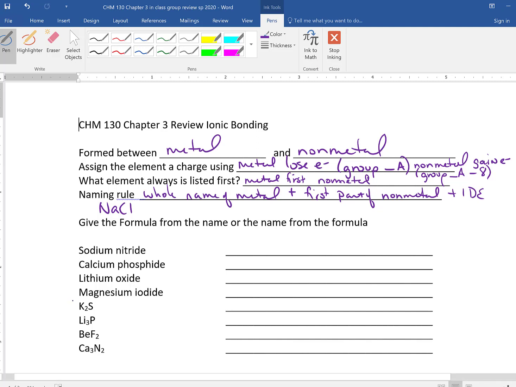So I noticed that a lot of people did these ones first. Okay, so like K2S, Li3P, these ones, if you're going to name, just follow that rule. So what would be the name of the first one? K is potassium. You use the first part of sulfur, so it's sulfide. Li3P? BeF2?